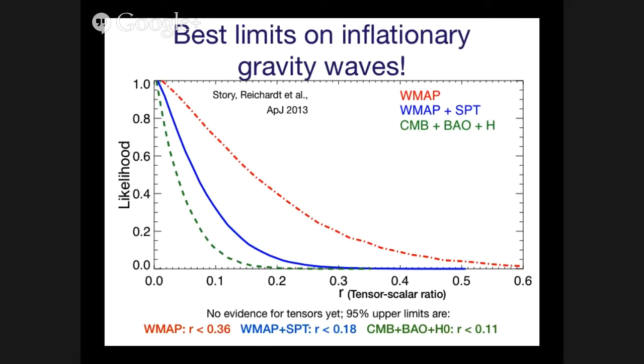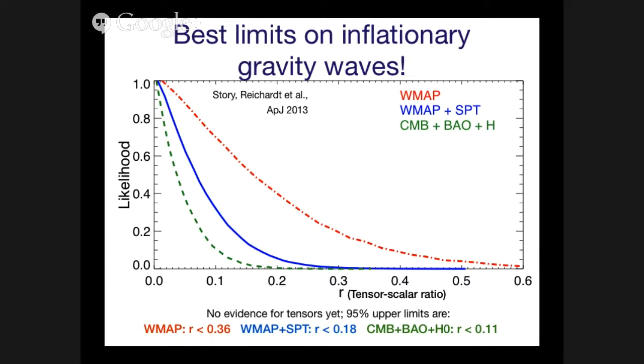In fact, we do. By combining WMAP plus South Pole Telescope data, we get the best limits that we have right now on the tensor to scalar ratio, so on the gravity wave background. And we get limits when combined with CMB plus baryon acoustic oscillation data at 95% confidence that r is less than 0.11. And this actually is about the fundamental limit for how well you can do from temperature data.